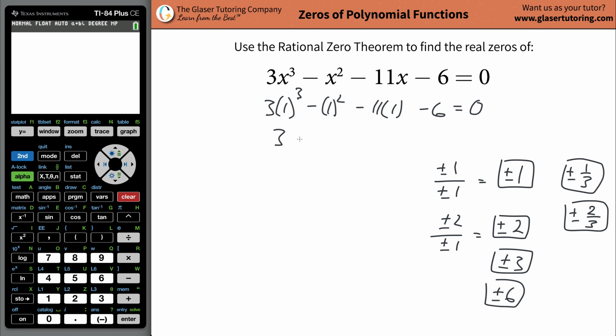So this is 3 minus 1 minus 11 minus 6. This isn't really looking too promising for it to equal 0, right? And what that means is positive 1 is not a zero. Great. We've got 11 to go. So now you can keep testing, but this is very inefficient.